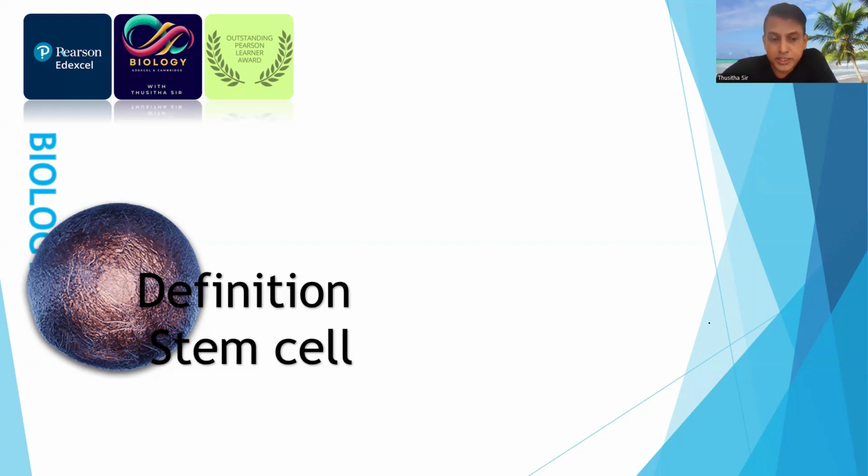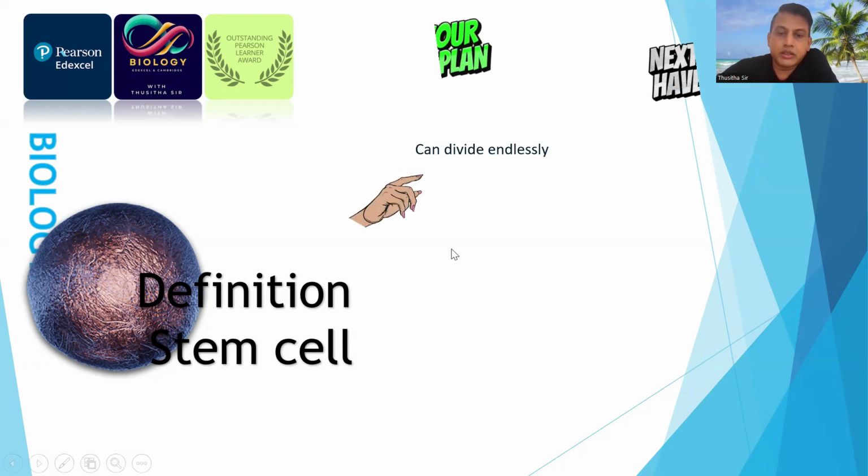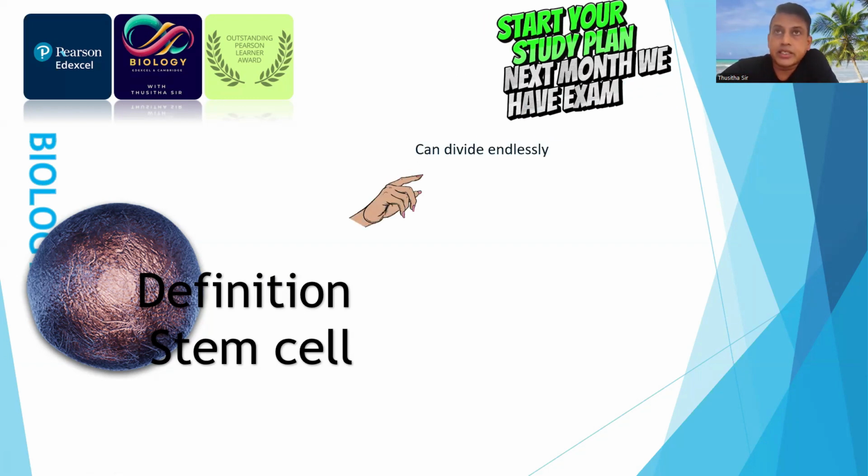The next question is based on stem cells. So we have learned about stem cells, and the definition is that these are very special cells. These cells can divide endlessly. If we have an embryonic stem cell, we can say these are the best stem cells, and there is no limitation, so usually we say they can divide endlessly.